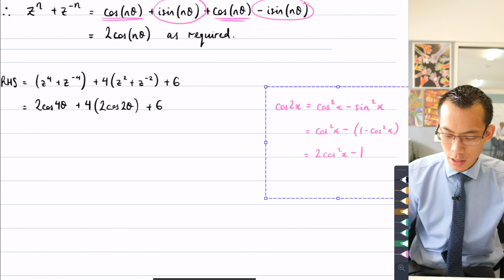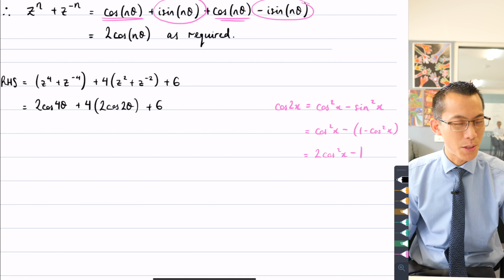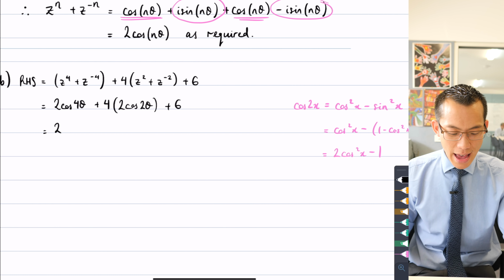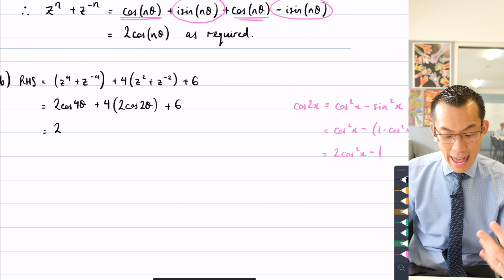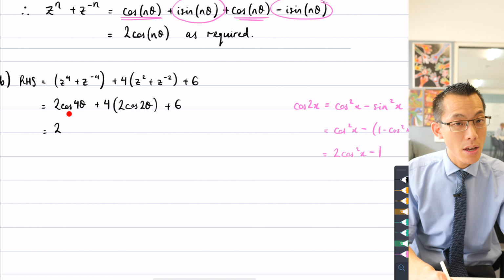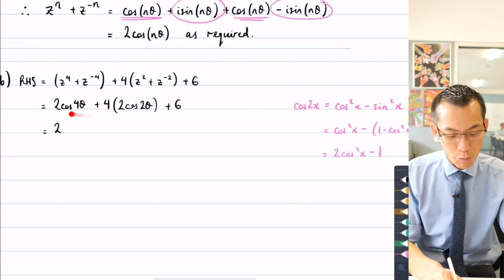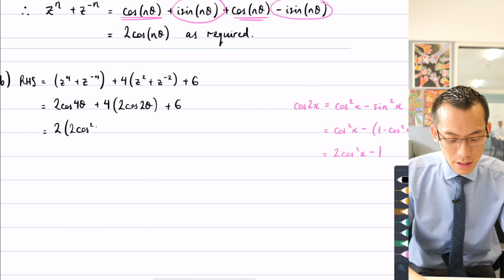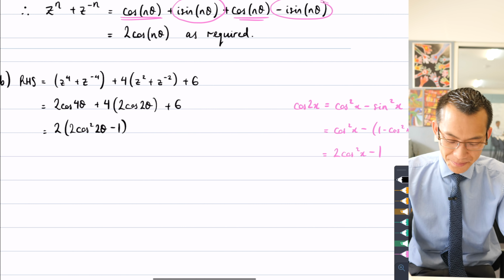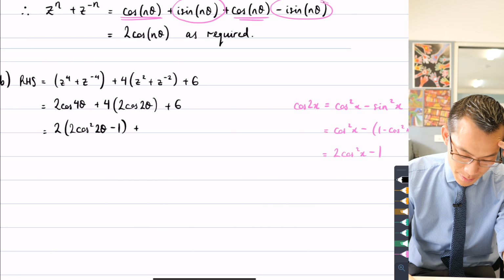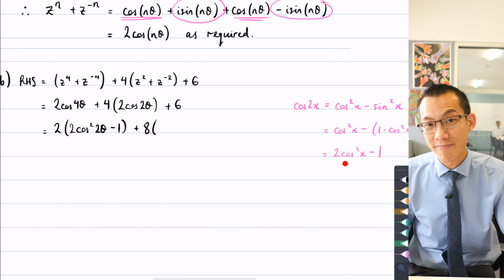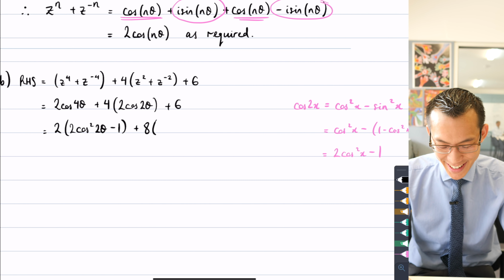So I'm going to quote this result. I'm going to quote it a few times, actually, because I'll have to use it a couple of times. In the first instance, that 2 is hanging out the front. And then cos 4 theta, the x that I need to choose to make this relevant is 2 theta. So cos 2 times 2 theta will be cos of 4 theta. So therefore, what I get here, it's going to be 2 cos squared 2 theta minus 1. Then what happens here? Well, the 4 times the 2, that just gives me 8. And then cos 2 theta, it's exactly the same as this, except I'm going to write theta instead of x. That's it. So I get 2 cos squared theta minus 1.